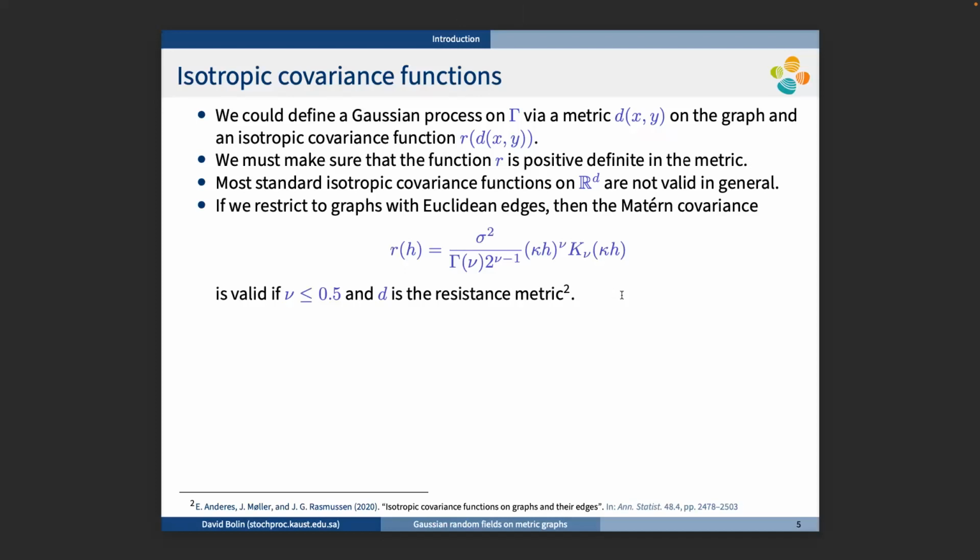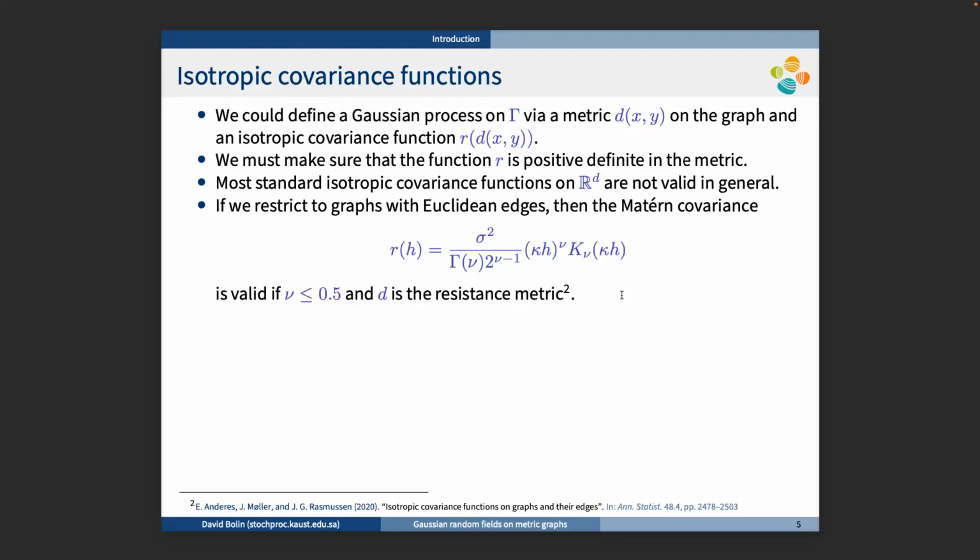It's not any basically compact metric graph, but you get some restriction on what type of graphs that you can consider. Then this Matern covariance is in fact positive definite if you do not measure distance in the geodesic distance, but using something called resistance metric. And again, not so important what that is. What is important, though, is that even under this restricted setting, you get the restriction there. You see that nu has to be at most 0.5.